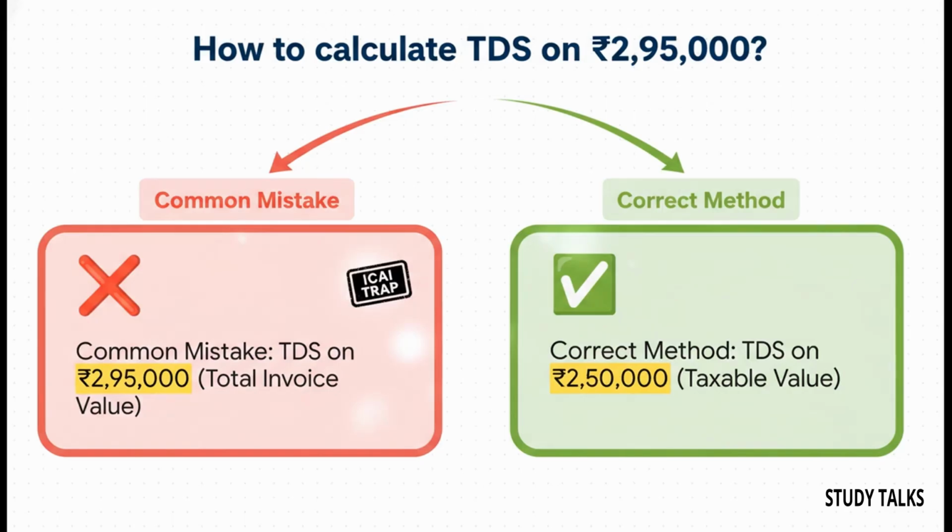So this is the fork in the road you face in the exam hall. On the left, the common mistake: slapping the TDS rate on the full invoice value, 2,95,000. On the right, the path that actually gets you the marks. First, you've got to strip out the GST to find the taxable value, which is 2,50,000, and then you apply the TDS rules to that number. The big question is, how do you know for sure that's the right way? Where does the law actually say this?